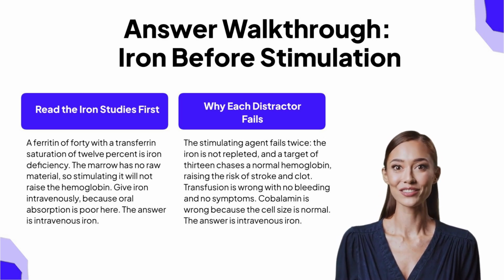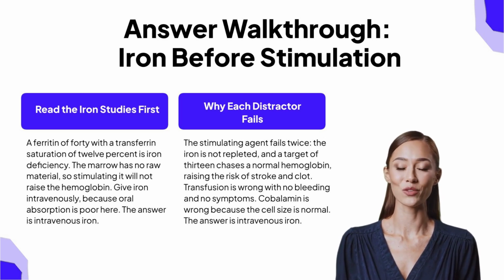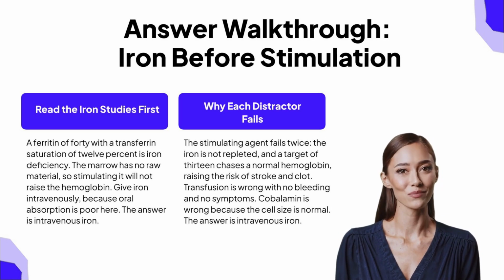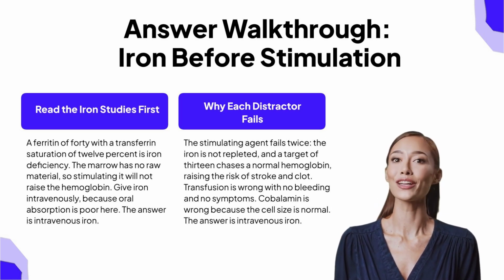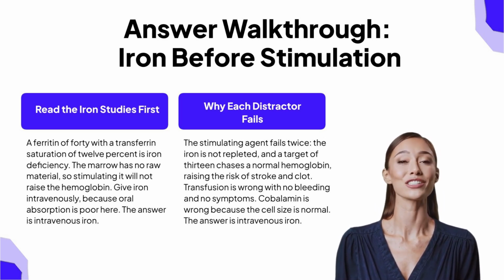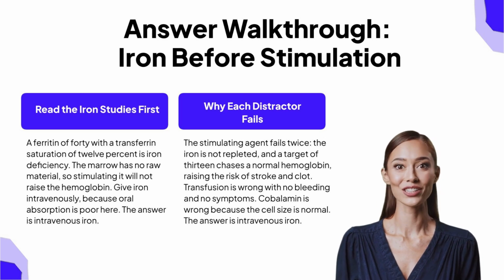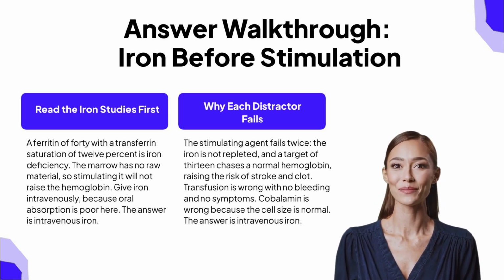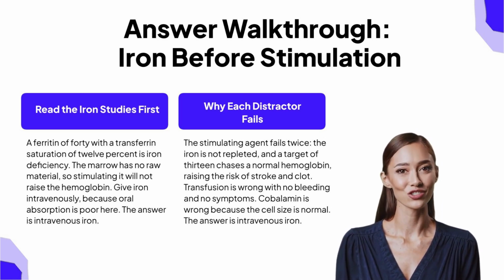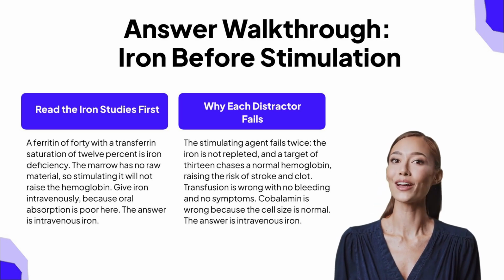Now the distractors. The stimulating agent fails twice. Iron isn't repleted, so it won't work, and the target of 13 chases a normal hemoglobin, raising stroke and clot risk. Transfusion fails because he has no cardiac symptoms and no active bleeding. He's been fatigued 3 months, and transfusion risks sensitization that complicates future transplant. Cobalamin fails because his MCV is normal and nothing suggests deficiency, and it parks him 6 months untreated. The answer is intravenous iron.